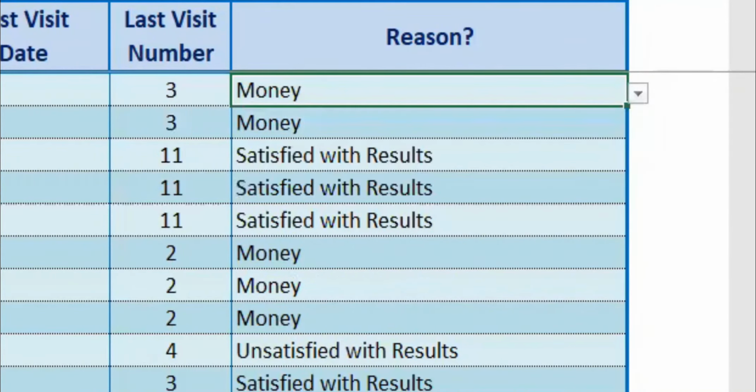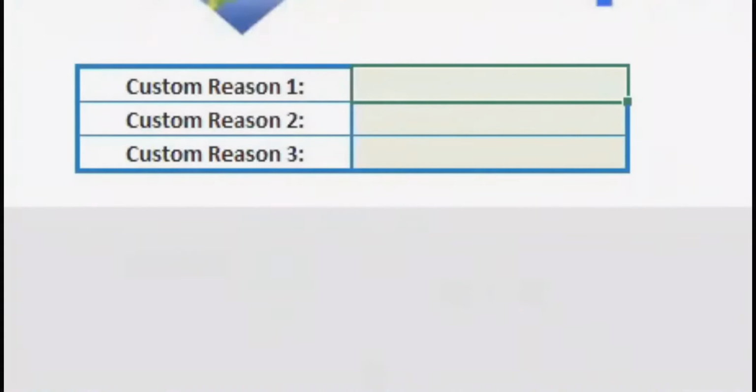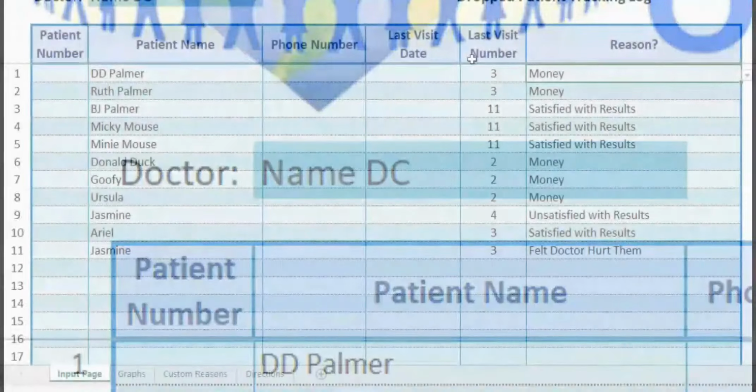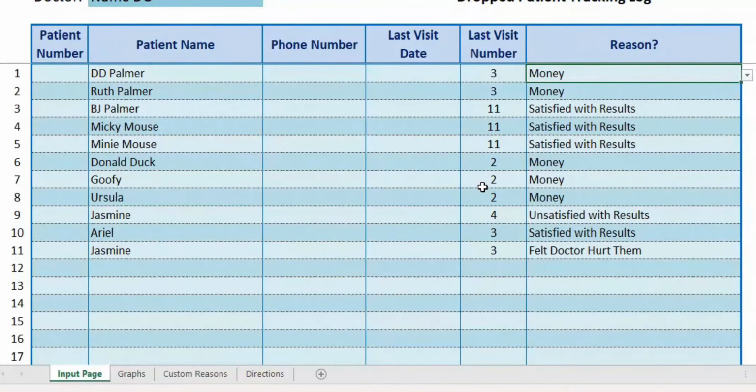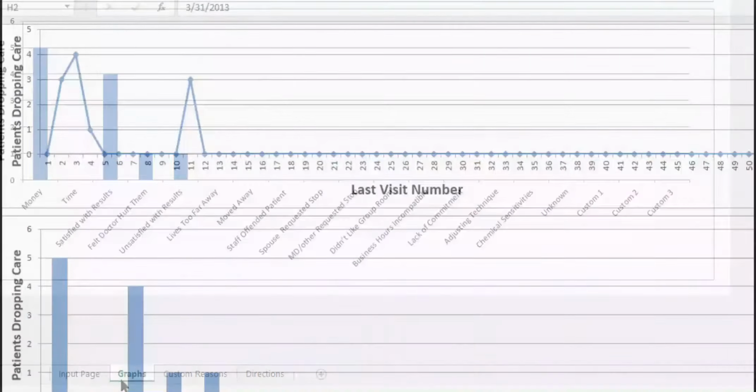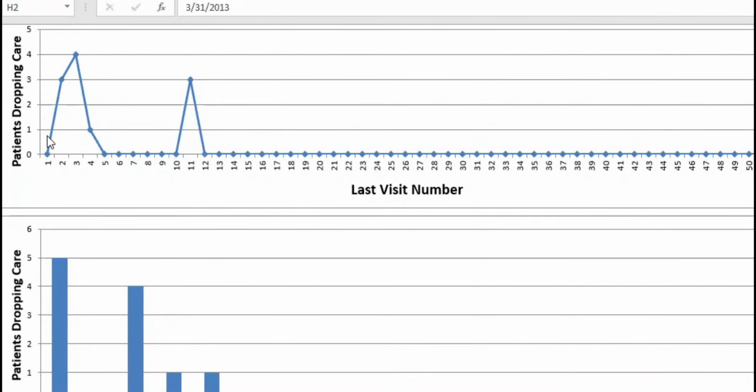So when you come to the custom section over here, you can go ahead and put in your own reasons why people stop care. So you can see when these different people stop care, and all I have to do is click on graphs, and you can now see that most people are stopping in the first 2 to 3 visits. That's when people are stopping.